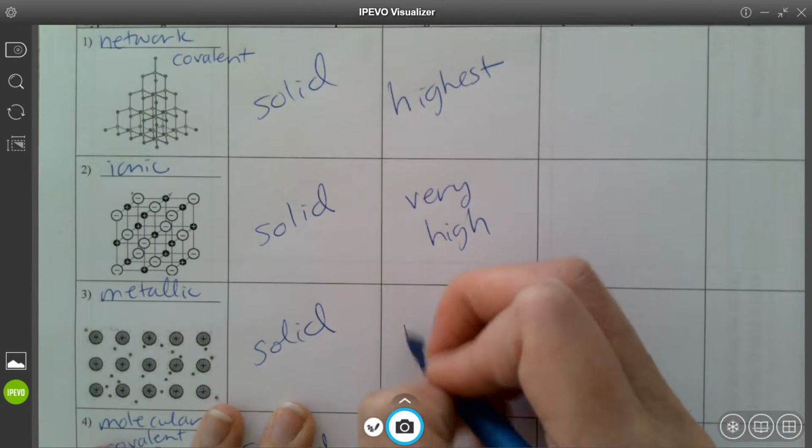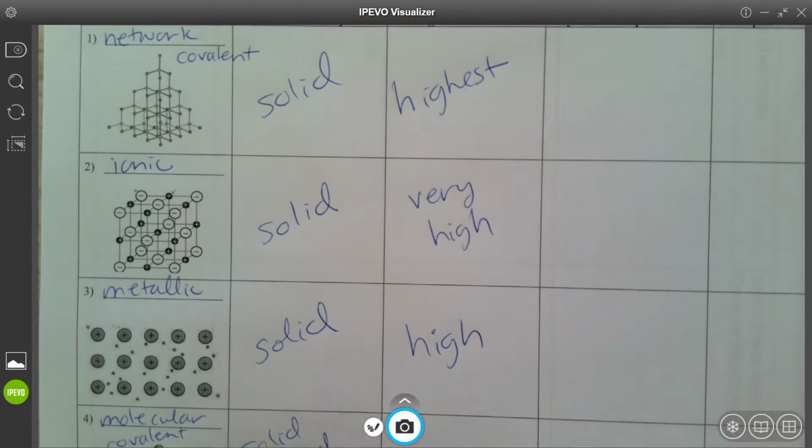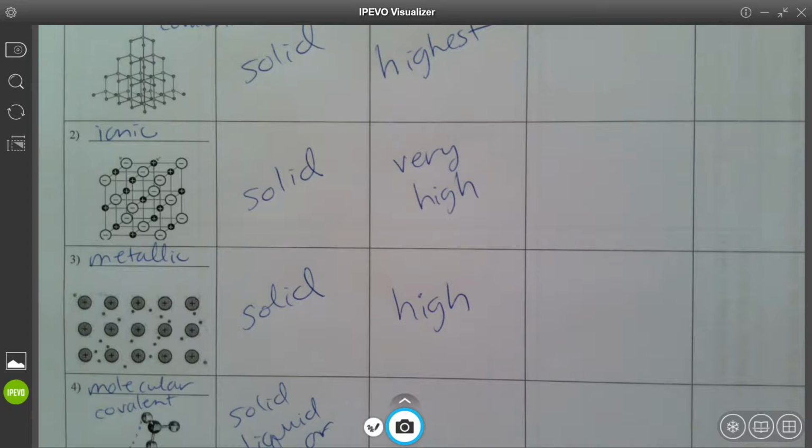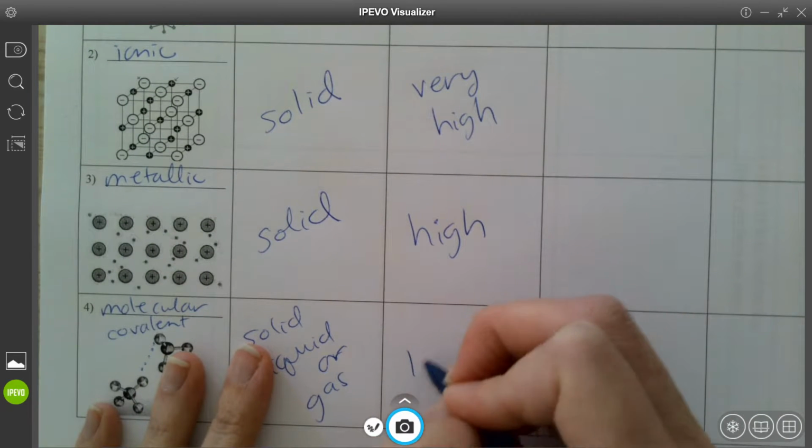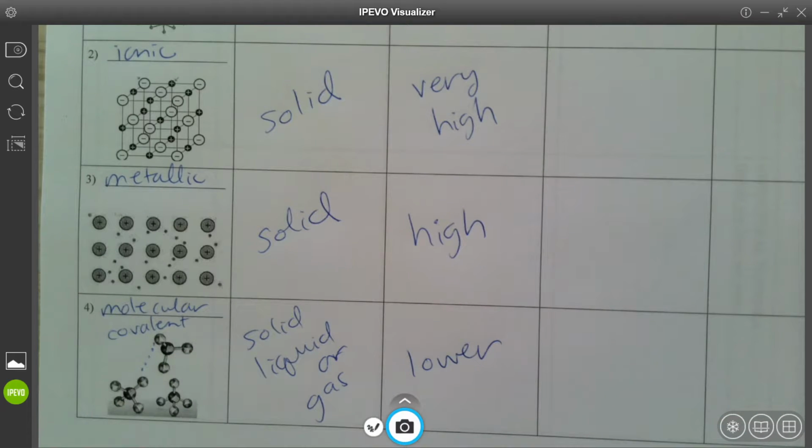I would say metallic is just high, okay? Metals do melt, okay? But they have to be pretty hot. And then molecular covalent tends to have the lower melting points. So the first things to melt on the hot plate were the molecular covalent things, the sugar and the wax. What kind of bond is glass? Glass, that's a really good question.